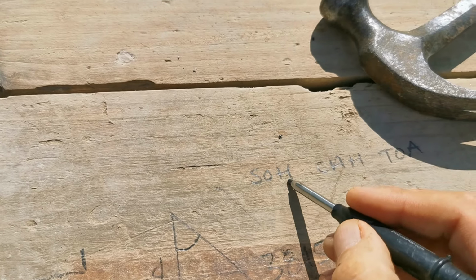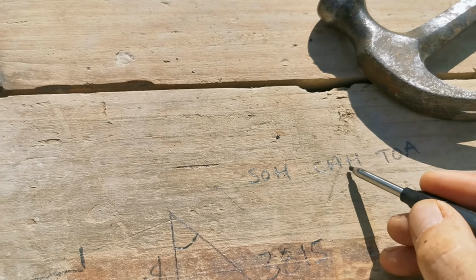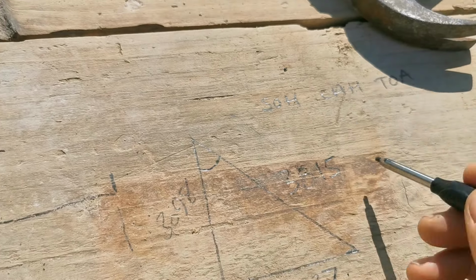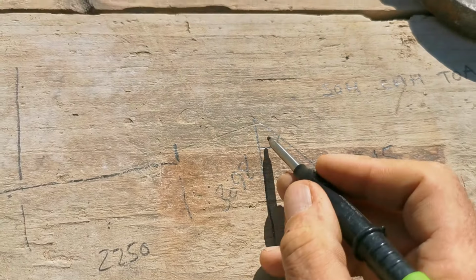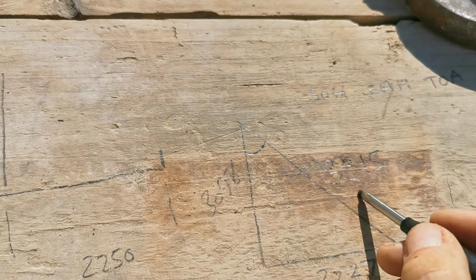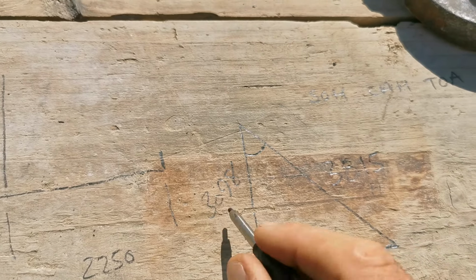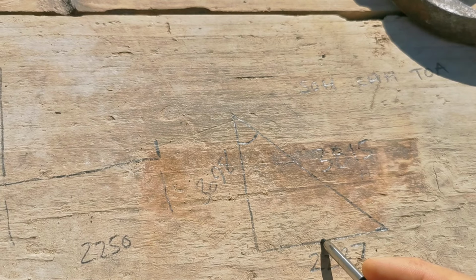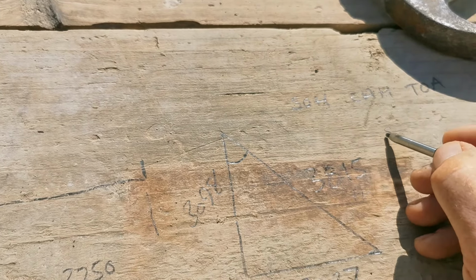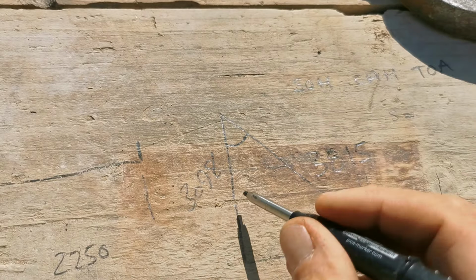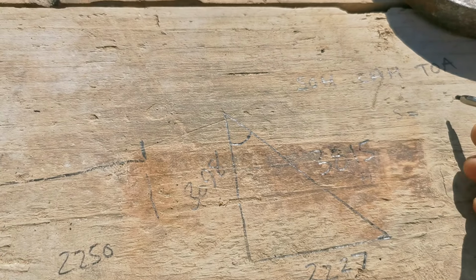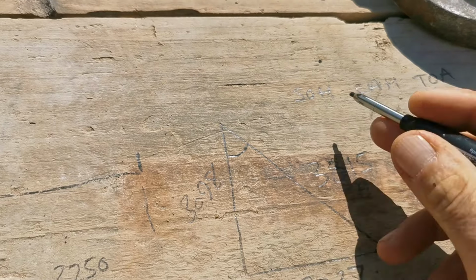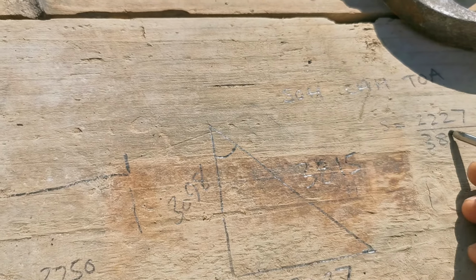Sine is opposite over hypotenuse. Cosine is adjacent over hypotenuse. Tangent is opposite over adjacent. We've got all three of those. So if that's the angle, that's the hypotenuse, that's the adjacent, and that's the opposite. So we'll go with sine equals opposite, which is 2227, over the hypotenuse, which is 3815.